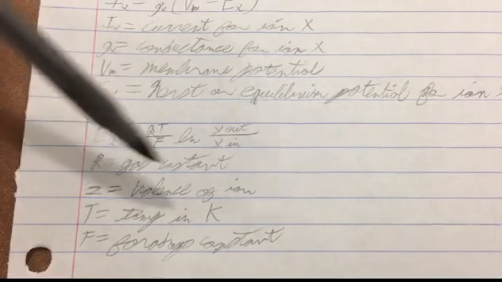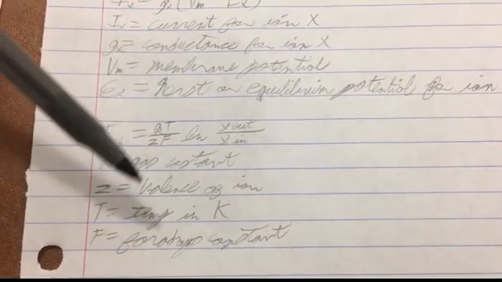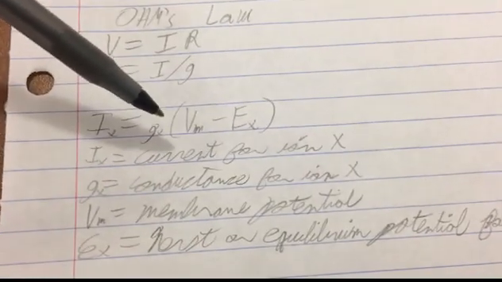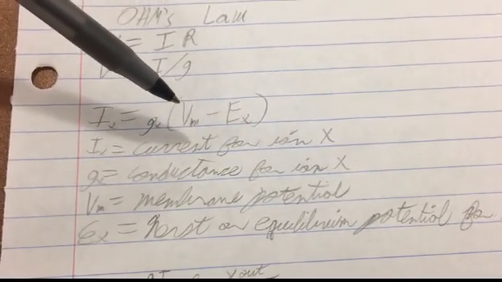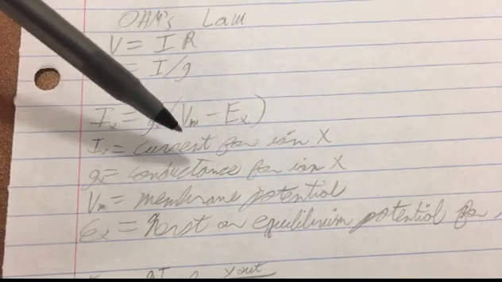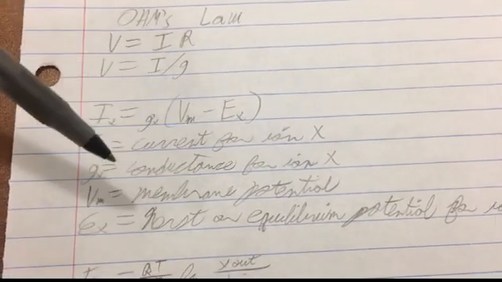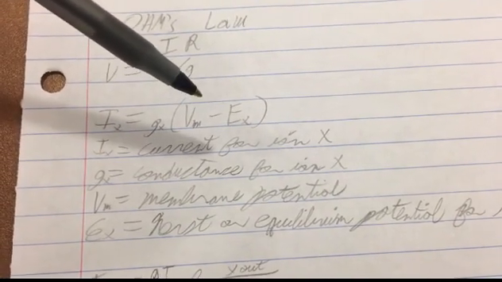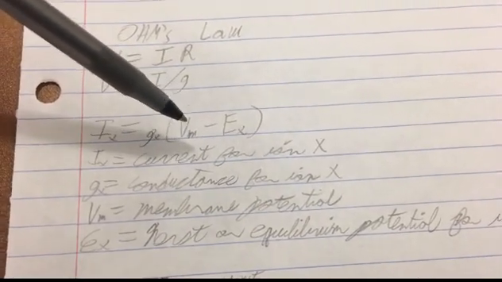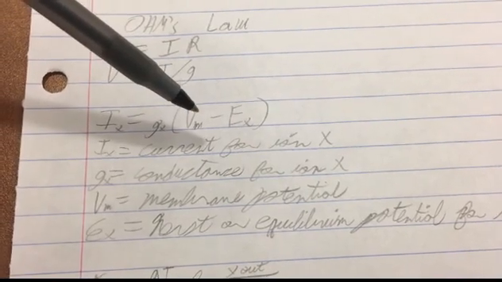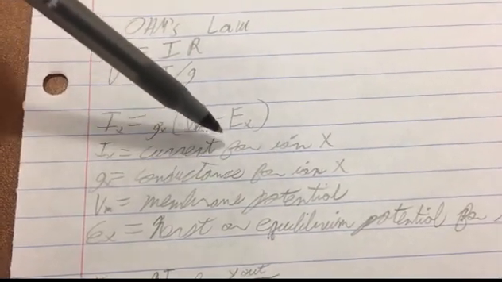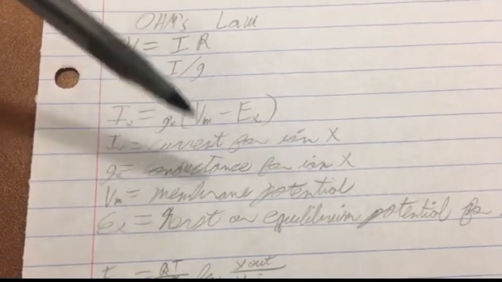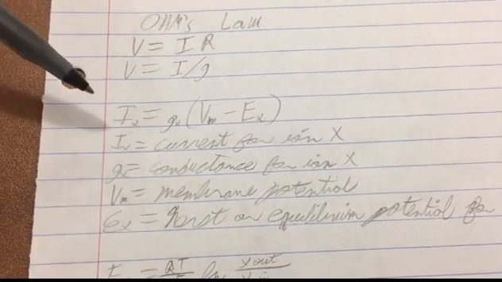So this equation overall gives us the chemical gradient for ion X, and the membrane potential gives us the voltage gradient for ion X. So overall Vm minus Ex actually gives us the electrochemical driving force for ion X. So we can use that to calculate or measure the current for ion X.